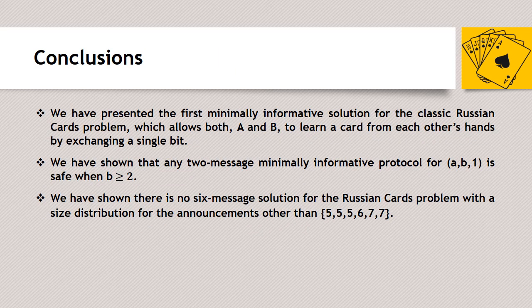As final remarks, we have presented the first minimal informative solution for the classic Russian cards problem, which allows both Alice and Bob to learn a card from each other's hands by exchanging a single bit. We also have shown that any two-message minimal informative protocol for instances where C plus R is equal to 1 and B is at least 2 is also a safe protocol. Moreover, we have shown that there is no six-message solution for the Russian cards problem with a size distribution for the announcements other than 5, 5, 5, 6, 7, 7.